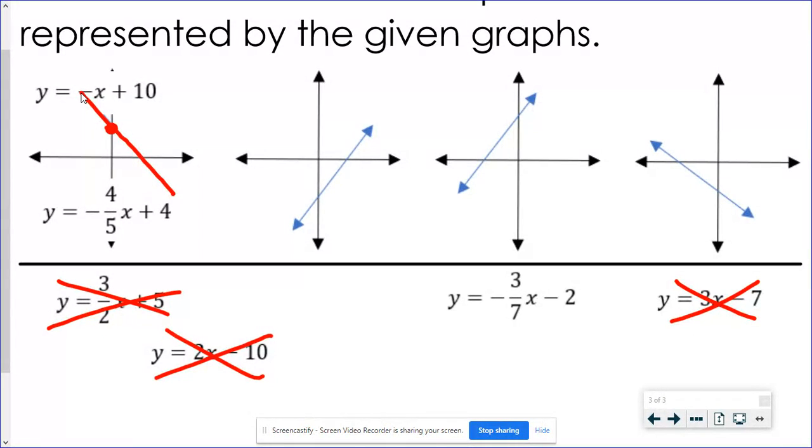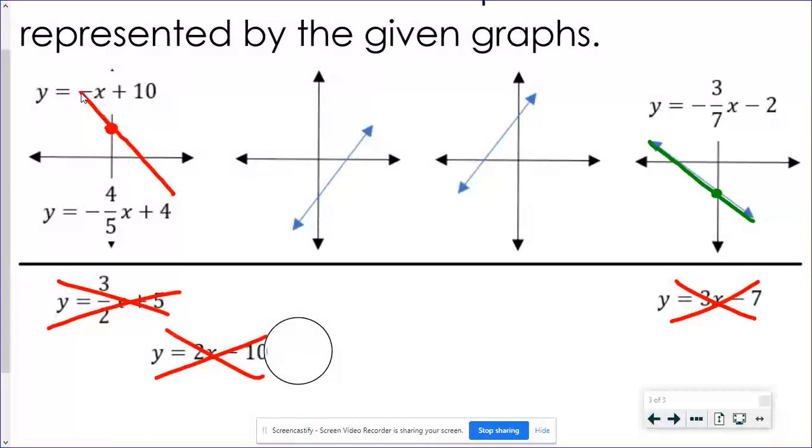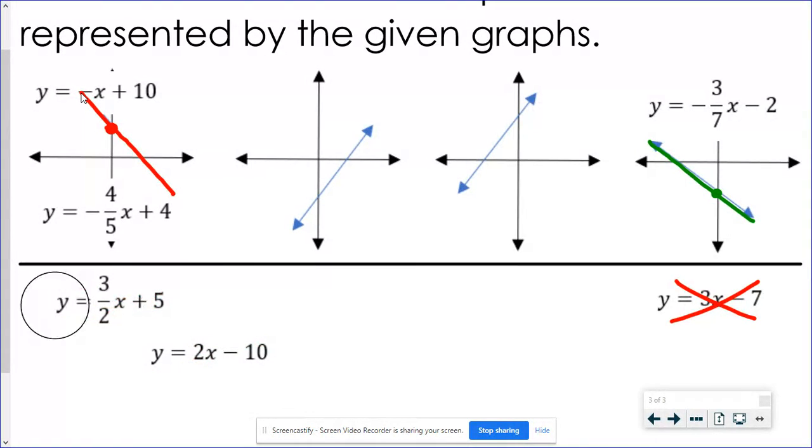Since we only have one that's not crossed off that has a negative slope, let's look at the other graph that has a negative slope, which is this one. Negative slope and a negative y-intercept. So in fact, this is the only one that's going to work for that. Okay. Now, the 3 equations that we have left all had positive slopes.